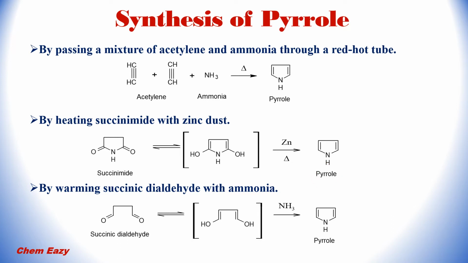In another method, pyrrole can be synthesized by warming succinic dialdehyde with ammonia. You can see the structure here. So this is the structure of succinic dialdehyde. This on warming with ammonia can produce pyrrole.